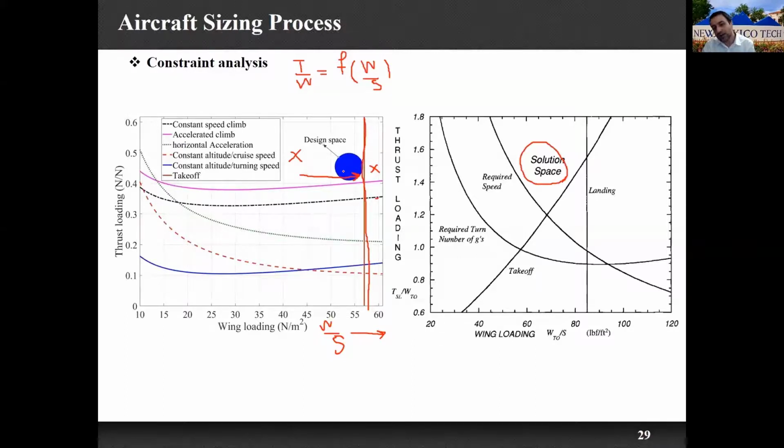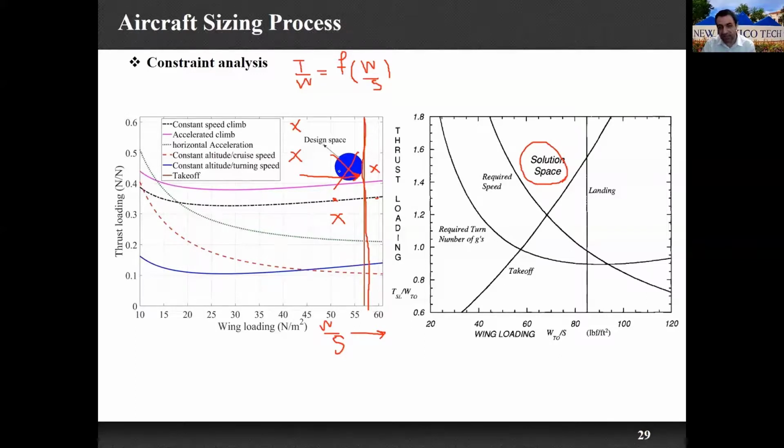And also, I need to select a point that would satisfy all of these flight scenarios. I cannot select my point here because my thrust loading is going to be less than this point, which I need for, let's say, constant speed climb. So it should satisfy all of those. I can select a point here, but this is not optimized because it's more than what I need. Therefore, you need to select a point which is close to these lines. This is called the design space.